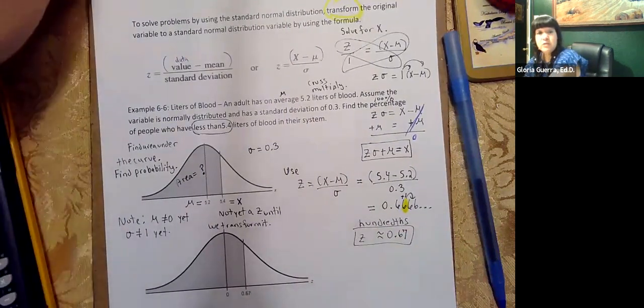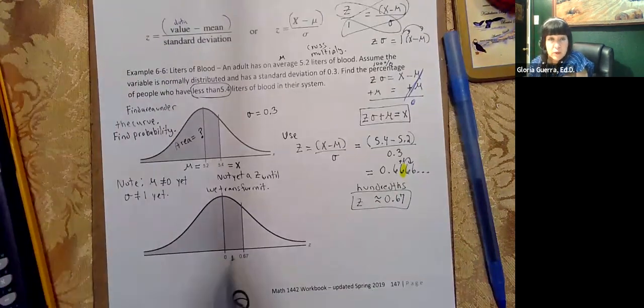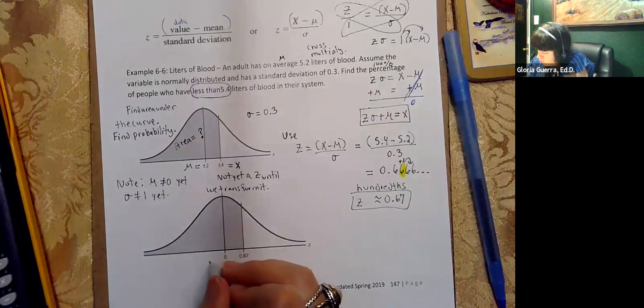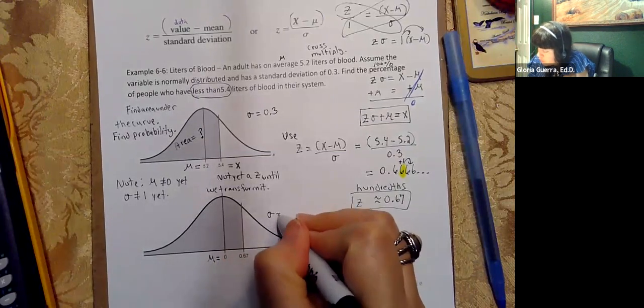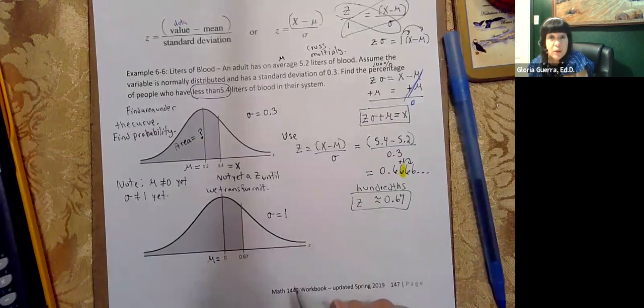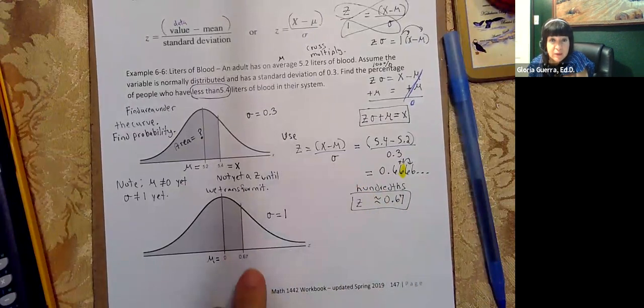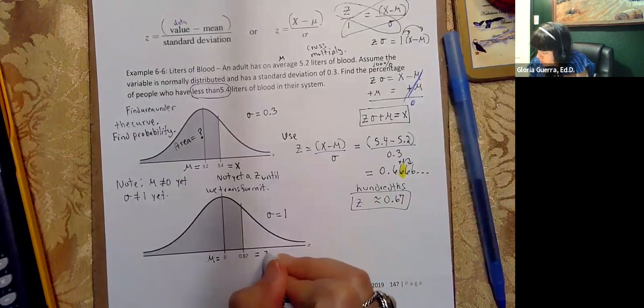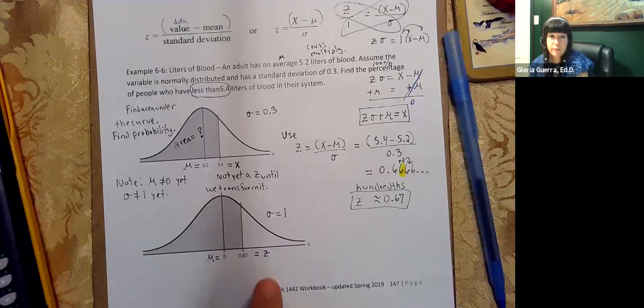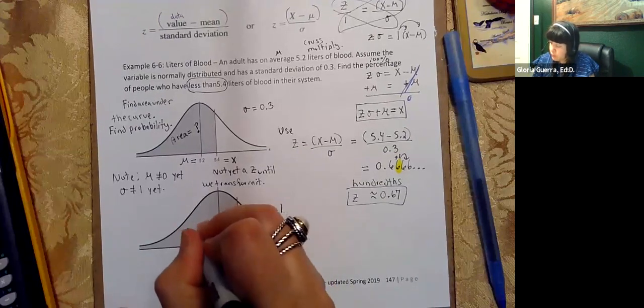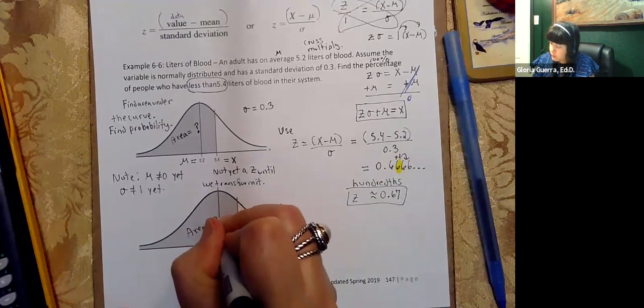So now notice this new picture that's drawn here. Notice now how this has changed from 5.2 to 0, because we've run that through the formula and we've transformed it. And now also here, notice how your teacher is writing sigma as 1, no longer 0.3. And this is important here. See this? Now this is your z. Because we ran it through the formula, we transformed it. This is no longer 5.4. This is z. So this is very important. And we're still working on this, trying to find the area.